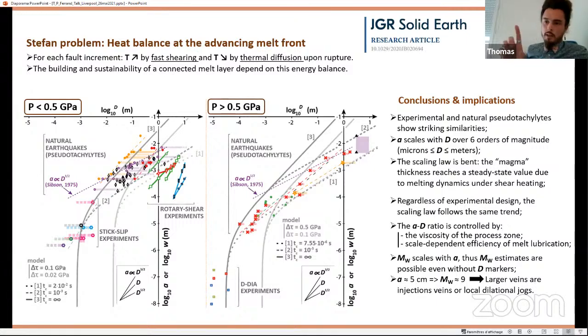And by the way, if you find a pseudotachylyte vein somewhere that is more than 5 centimeters thick, either it is a magnitude 9, or most probably you are looking at an injection vein. So please don't mistake the fault vein and the injection vein.